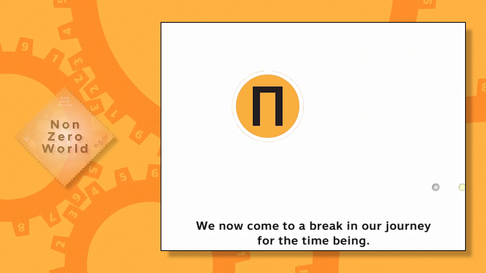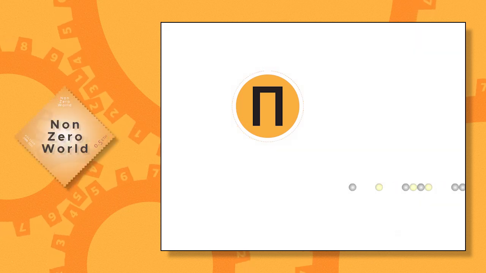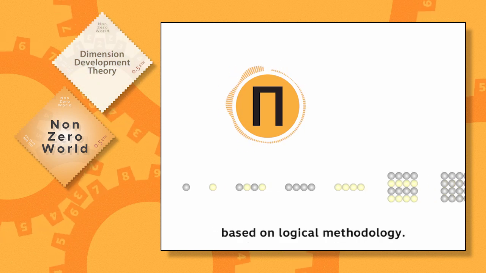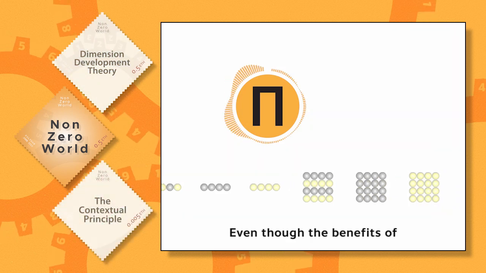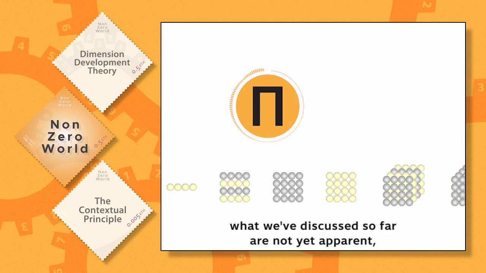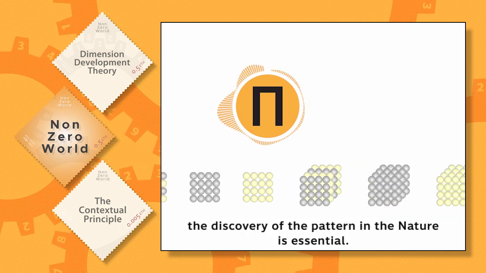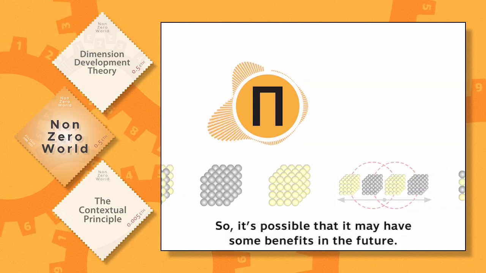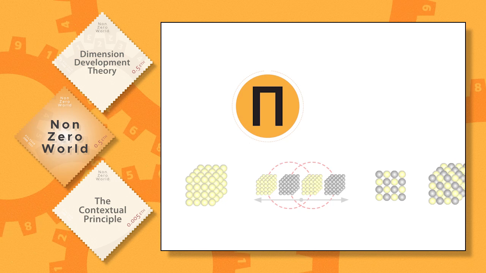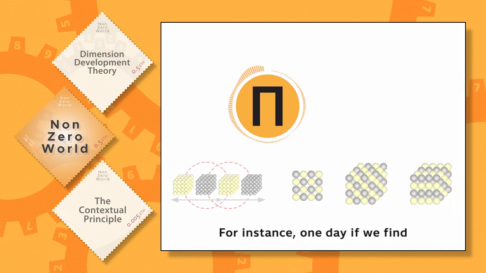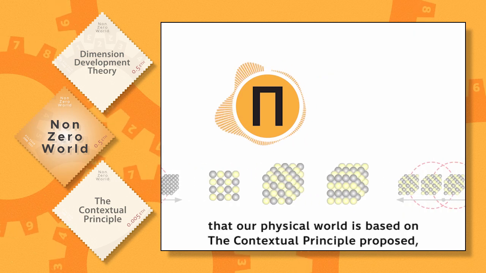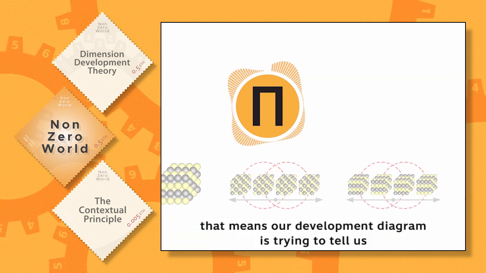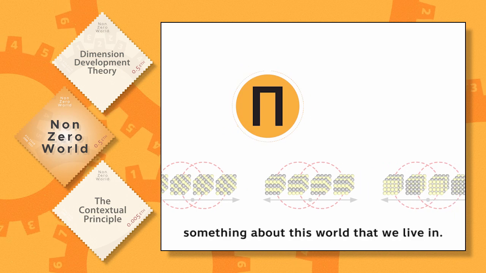We now come to a break in our journey for the time being. We've looked at the development of dimensions and symmetry based on logical methodology. Even though the benefits of what we've discussed so far are not yet apparent, the discovery of the pattern in nature is essential. So, it's possible that it may have some benefits in the future. For instance, one day if we find that our physical world is based on the contextual principle proposed, that means our development diagram is trying to tell us something about this world that we live in.